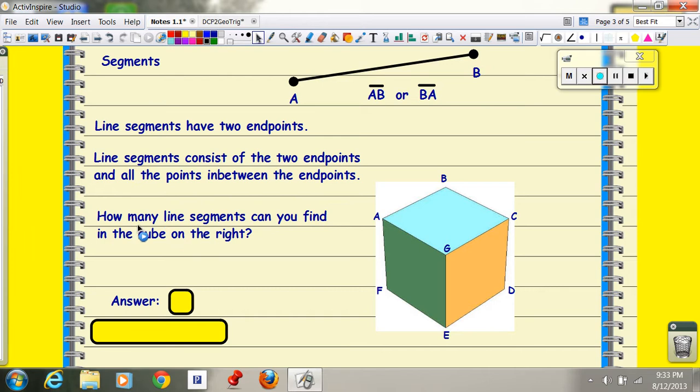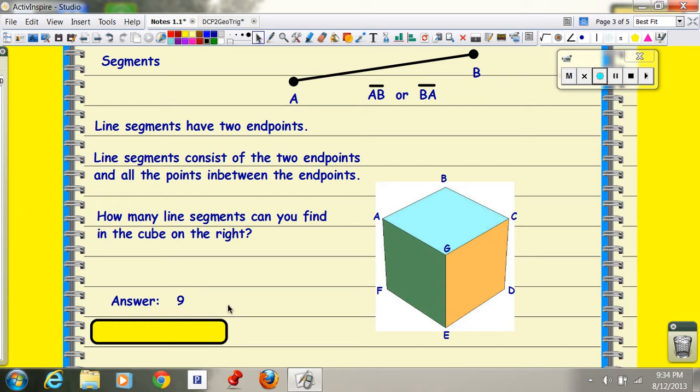How many line segments can you find in the cube on the right? And again, pause the video. I know I'm going fast, just trying to make it so the video is not too large. So you can always pause it, catch up, write it down. How many line segments can you find in this figure over here? Pause the video, write down a number, see if you're right. How many line segments are showing?